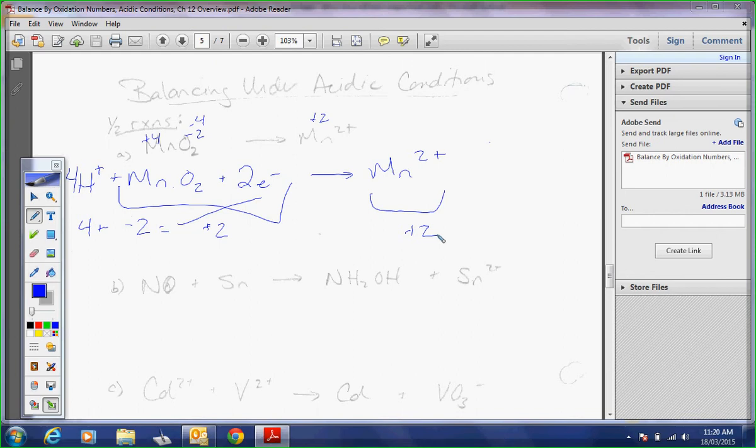And then the very last step is to add water to balance my hydrogens and oxygens. What side do I need them on? This side. And how many waters? 2, because I've got 4 H's here, so 4 H's there. 2 oxygens, 2 oxygens. And that is a balanced half reaction under acidic conditions for MnO2 becoming Mn2+. Okay? Happy?